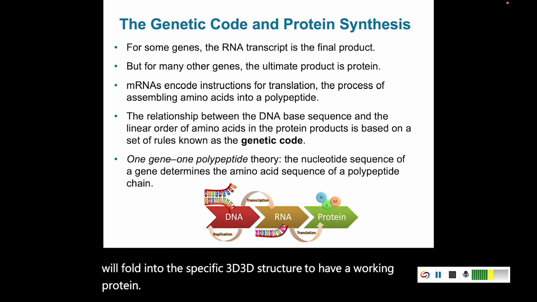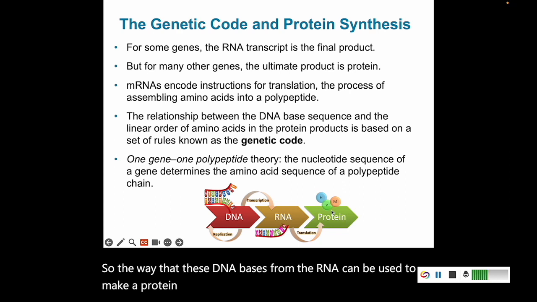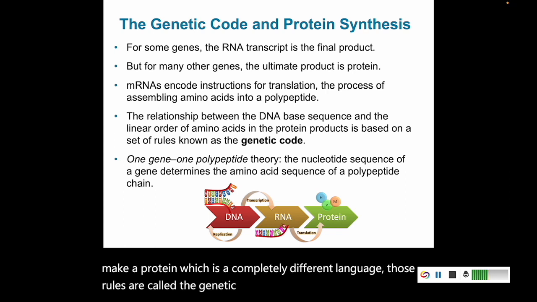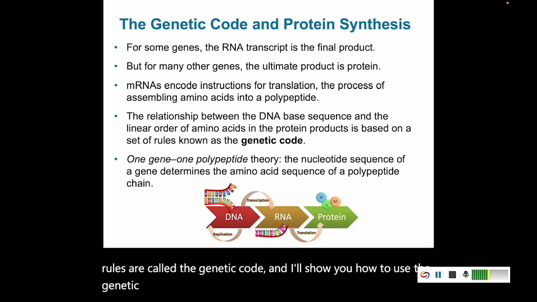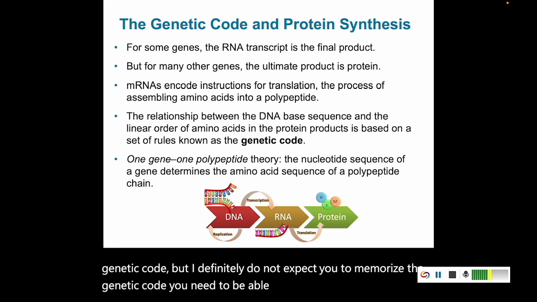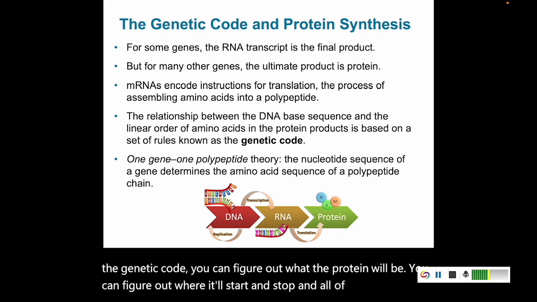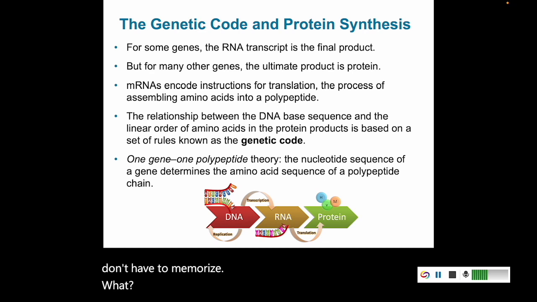The way that these bases from the RNA can be used to make a protein, which is a completely different language, is governed by rules called the genetic code. I'll show you how to use the genetic code, but I definitely do not expect you to memorize it. With a copy of the genetic code, you need to be able to figure out what the protein will be. You can figure out where it'll start and stop and all of that, but you don't have to memorize what makes each protein.